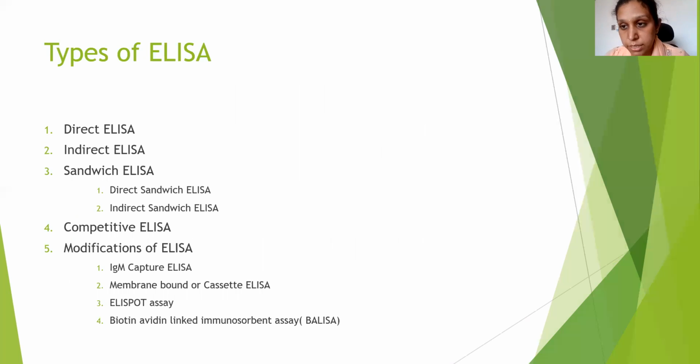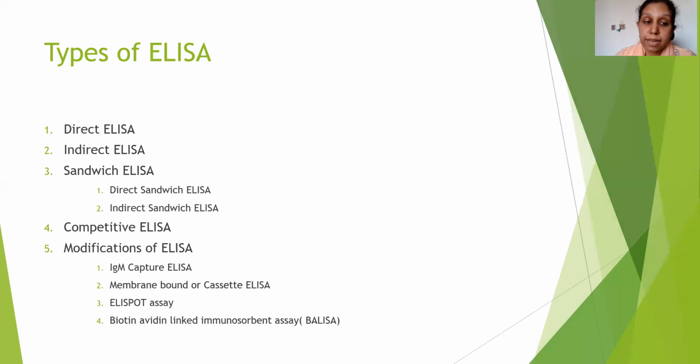Now coming to the ELISA. What we require is a base, that is a plate made up of polystyrene or polyvinyl, or a bead or tube or whatever. We require enzymes, substrate, antibody, buffer solutions, washing solutions, and a spectrophotometer. So these are all required for the ELISA.